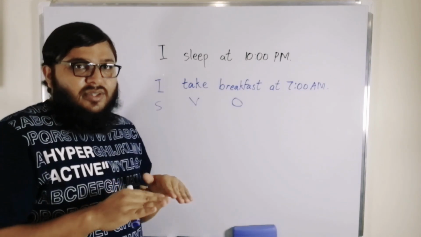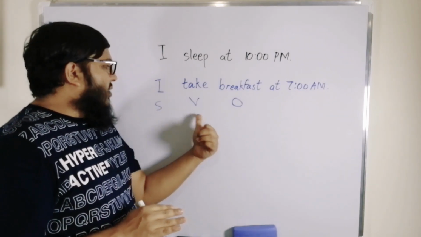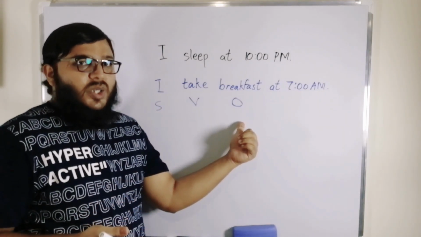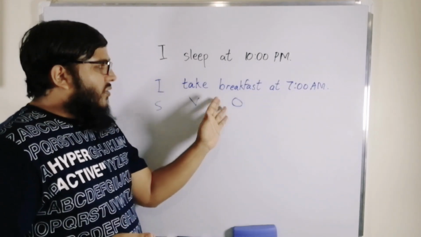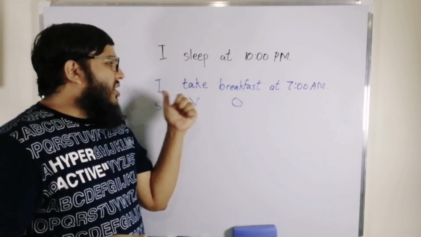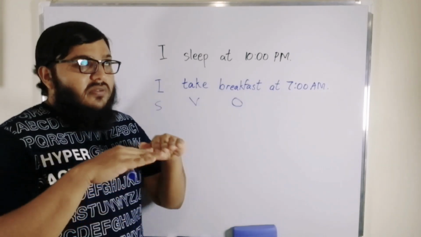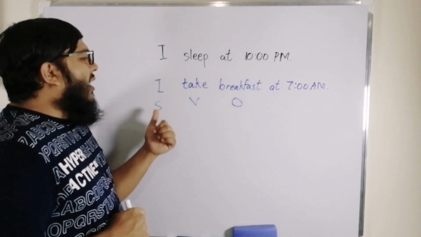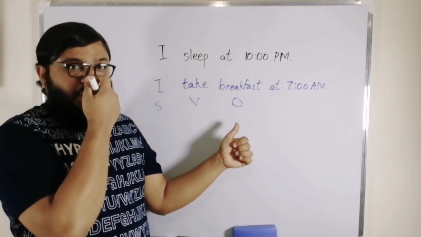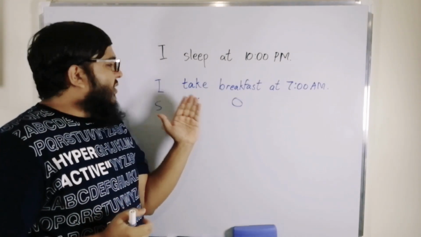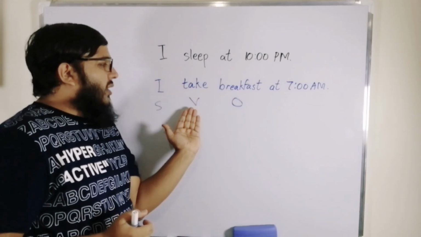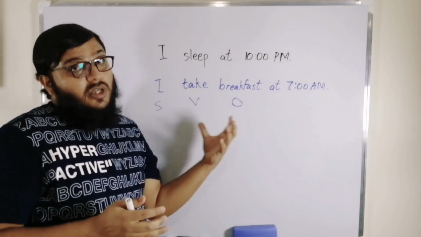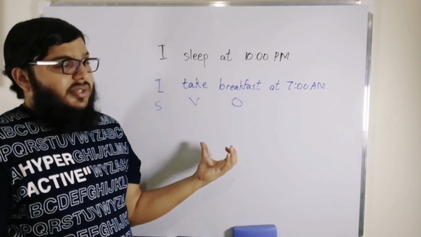So it's a requirement of these parts to be the parts of a sentence. Without any of these, for example, if you're missing one of these, your building is not complete, okay? So I take breakfast. In this sentence, I is a subject, take is a verb, breakfast is an object of this basic sentence structure.